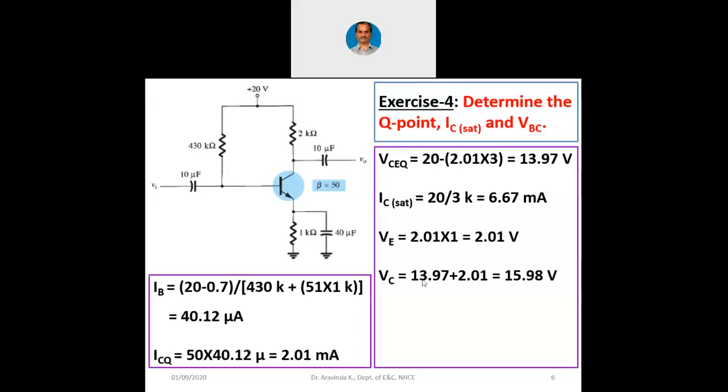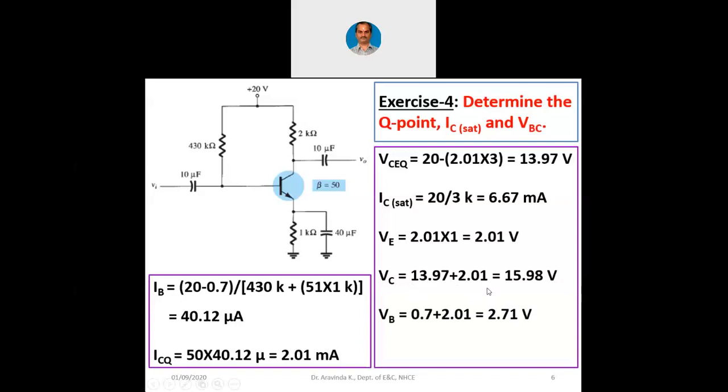Anyway, VC is VCE plus VE. Just visualize this output side. We want to find out the voltage at the collector. Voltage at the collector is the voltage between collector and emitter plus the voltage at the emitter. In this particular circuitry, emitter is not connected to ground. So VC is VCE plus VE. That is 13.97 plus 2.01 equals 15.98 volts.